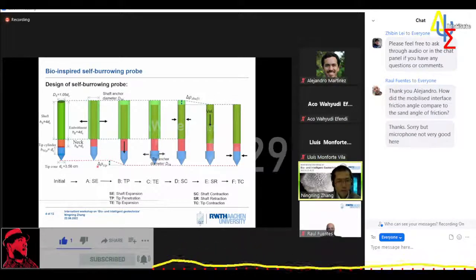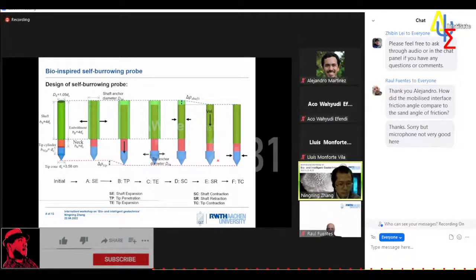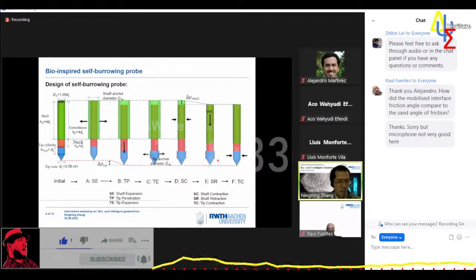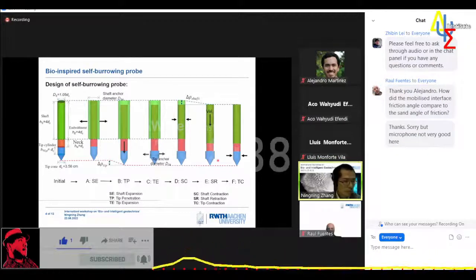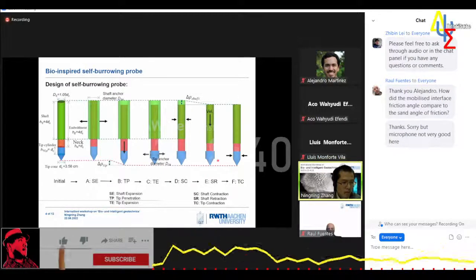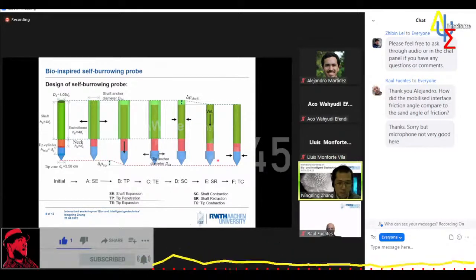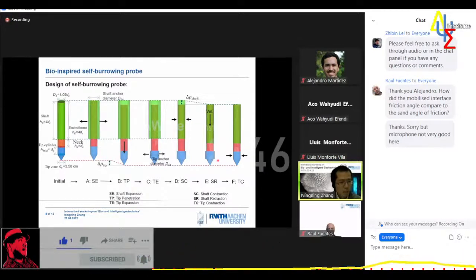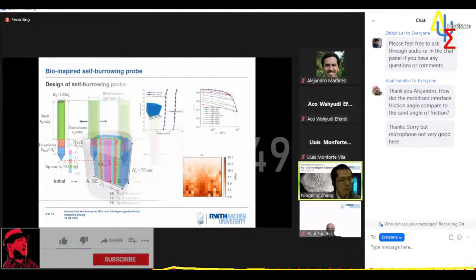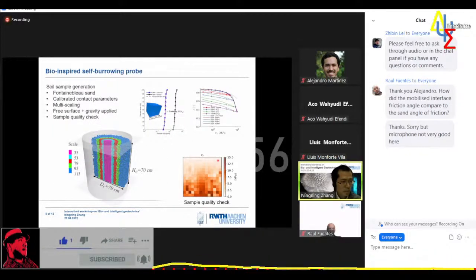And then in the last step, the tip just needs to contract back to its original size. These are all the self-boring steps involved in one self-boring cycle. Next, we can insert this probe into the soil and just let the probe go into the soil autonomously. A bit about the soil sample.